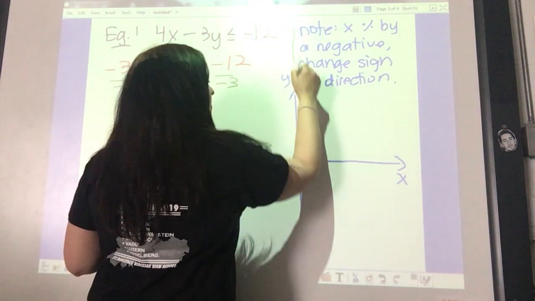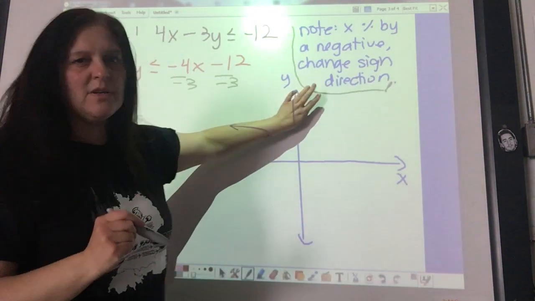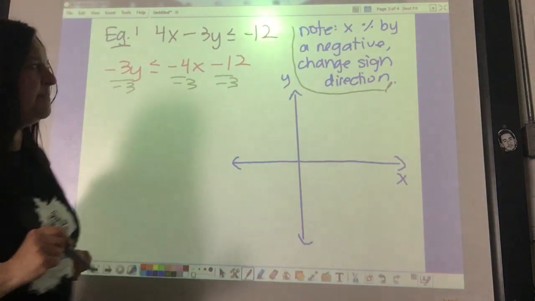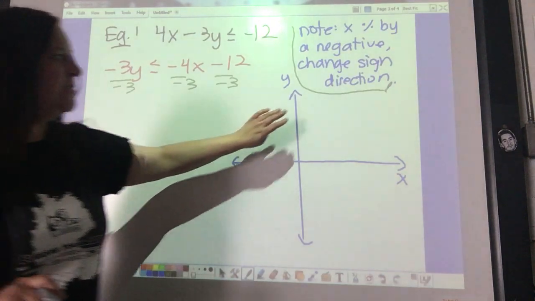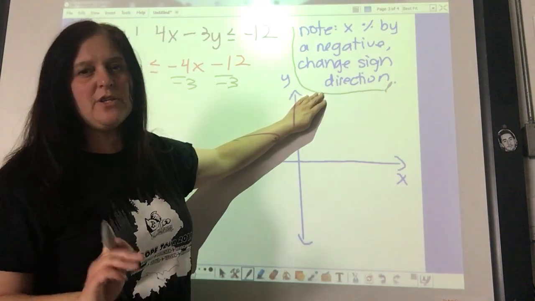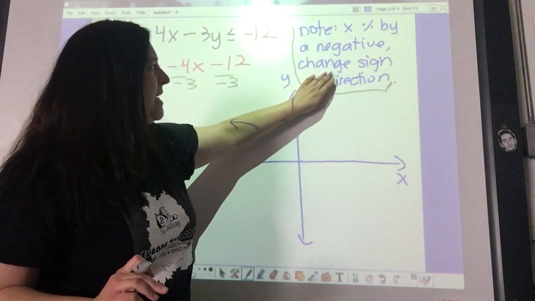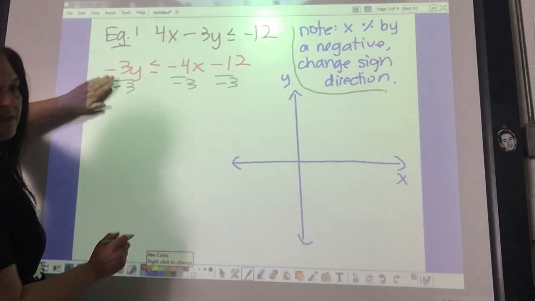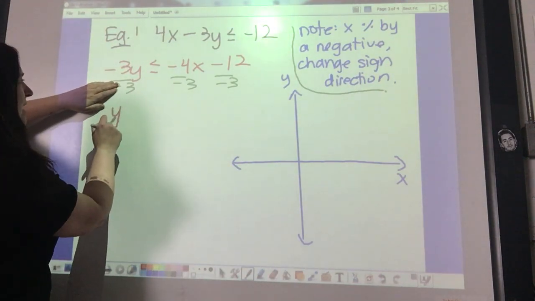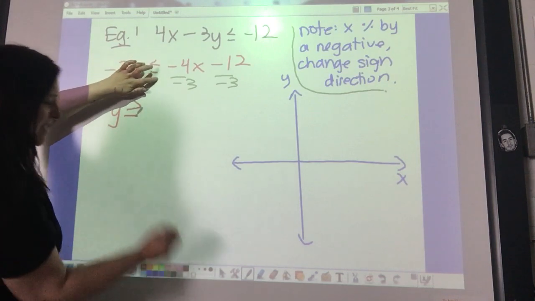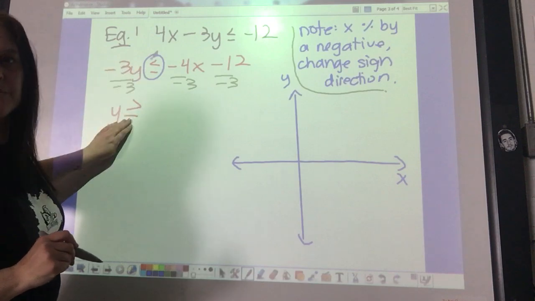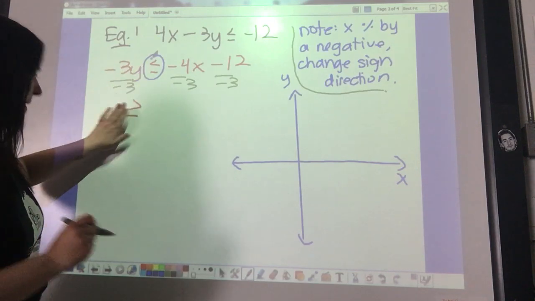But I do have this rule here. You should have learned this rule somewhere previously in math. If you divide or multiply both sides by a negative value, that changes the sign direction. If it's positive, you leave it as it is. But if you're dividing by a negative, you have to change the sign. So in my next step, negative 3 divided by negative 3 is positive 1, but I have to flip this sign around because I divided by a negative. It's a very easy step to forget with everything else going on, okay?